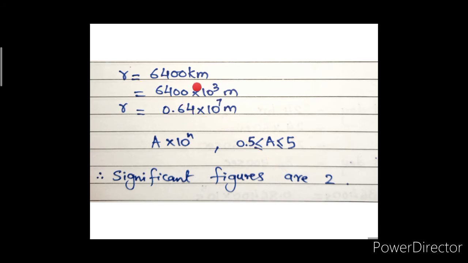6400 kilometer. It is converted into meter by multiplying by 10 raised to 3, and when we shift the decimal point to make the number in between 0.5 to 5, it becomes 0.64 into 10 raised to 7 meter. So the number A gives the significant figures, and here two significant digits are present, that's why we give our final answer as significant figures are 2.